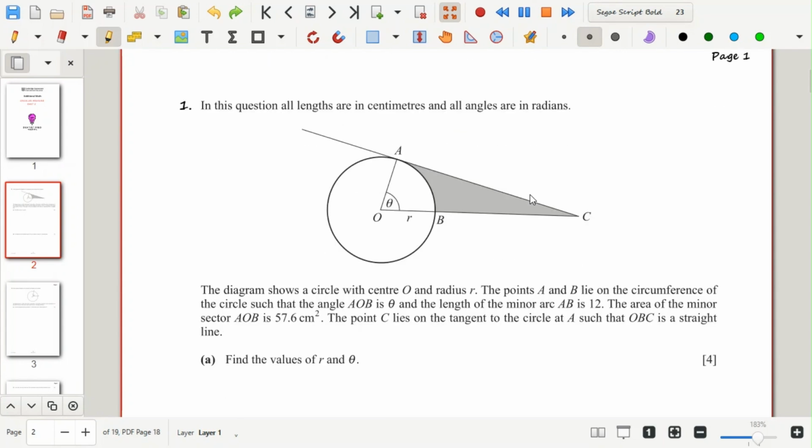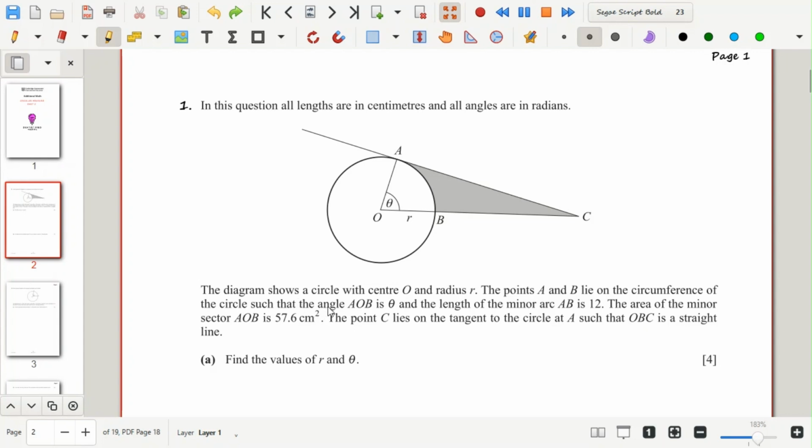In question number 1, you have been told that the diagram shows a circle with center O and radius R. A and B lie on the circumference of the circle, such that angle AOB is theta. The length of the minor arc is 12. That's from here to here, 12. The area of the minor sector is 57.6. Point C lies on the tangent to the circle at A, such that OBC is a straight line.